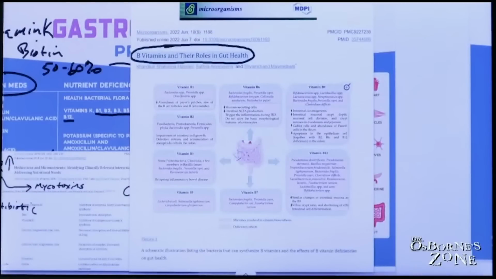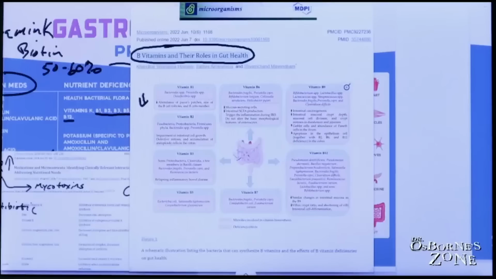So vitamin B1 deficiency, okay? Abundance of Peyer's patches, size of the B cell follicles and B cells number. So you need vitamin B1 for the immune system. These Peyer's patches and B cell follicles and B cell numbers are all immune cells that are there to protect your GI tract. So vitamin B1 deficiency reduces the abundance of these very important immune tissues.